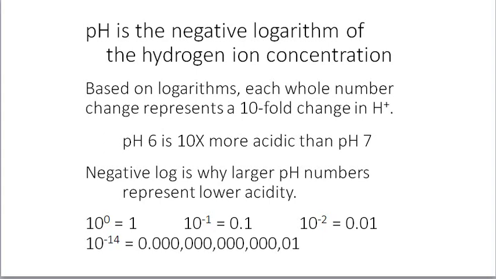Remember exponents? Remember that 10 to the 0 power equals 1. Think of 1 as the whole thing, as many hydrogen ions as possible. I don't even know what to call 10 to the minus 14th power, but it's a really small number, almost 0. In this case, almost no hydrogen ions. One more thing, because we're working with exponents, every whole number change in pH represents a 10-fold change in the hydrogen ion concentration. That wasn't too bad, was it?